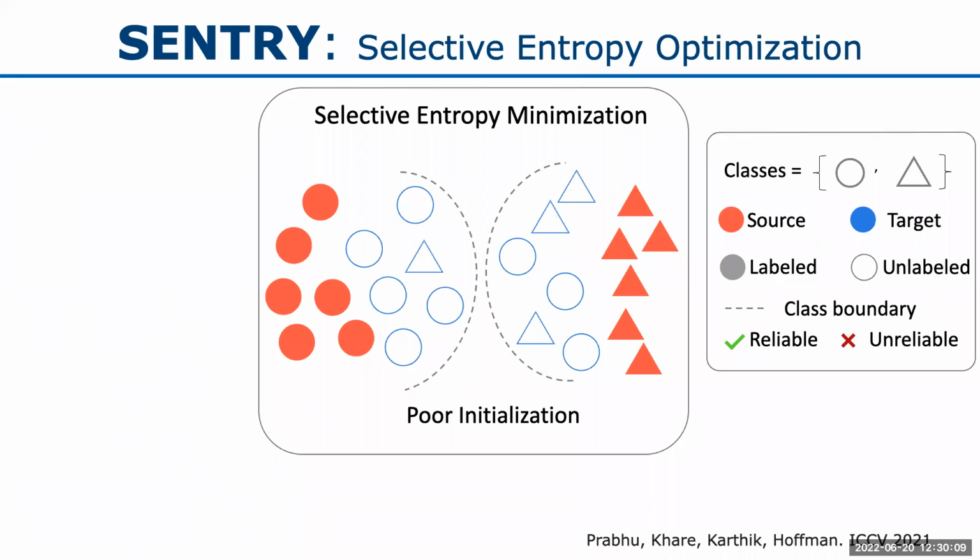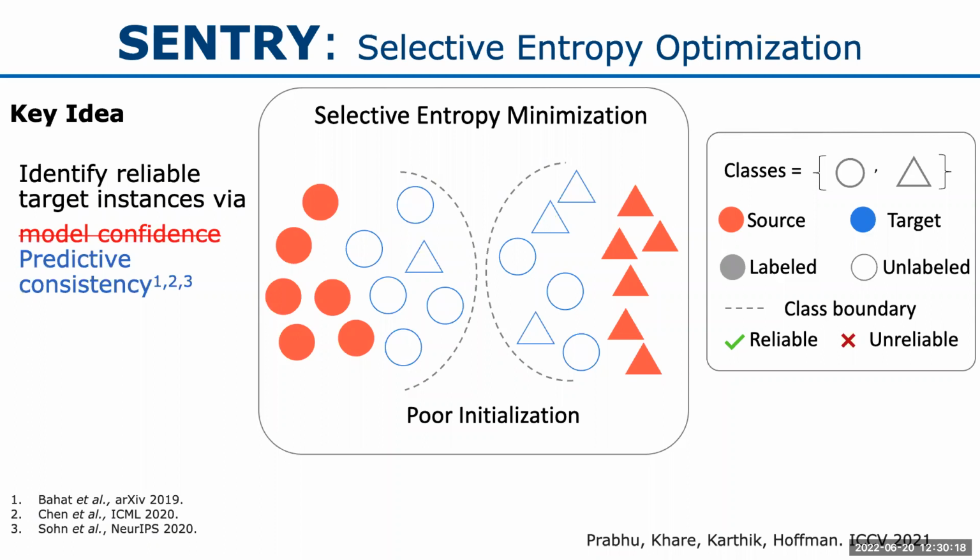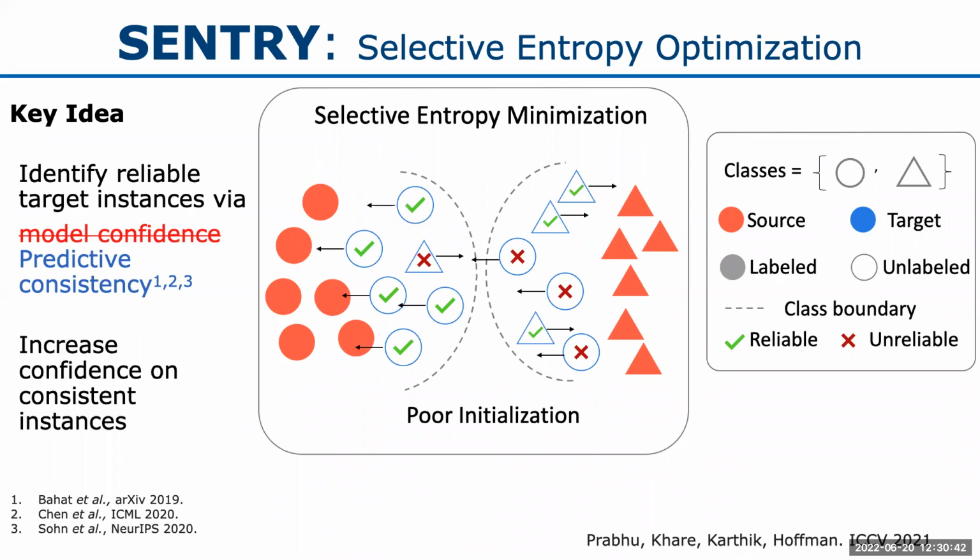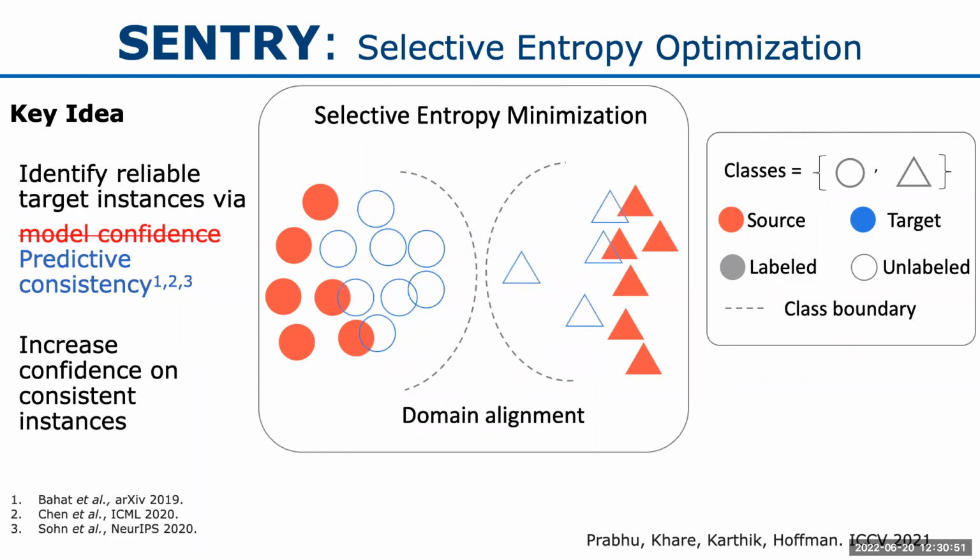So as I mentioned, we're trying to identify reliable target instances on which to self-train. One way to do that could be model confidence, but that's been shown to be unreliable under a distribution shift. So we instead use the notion of predictive consistency across image augmentations, which I'll make more concrete in a couple of slides. We can then identify some target instances, shown with this green tick, as reliable and others as unreliable, and only selectively increase model confidence on consistent, reliable instances and reduce it on unreliable ones, hopefully leading to more robust domain alignment.